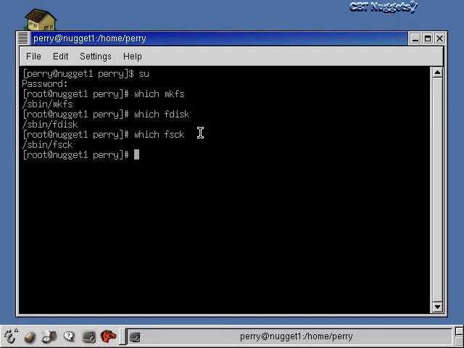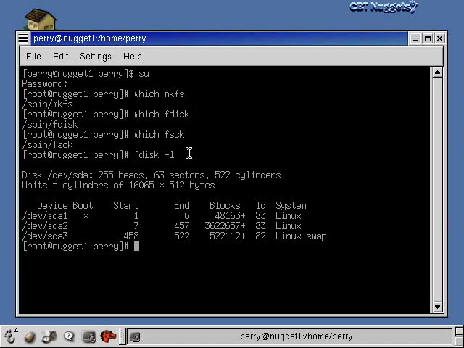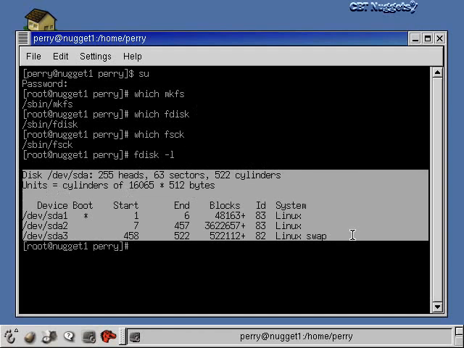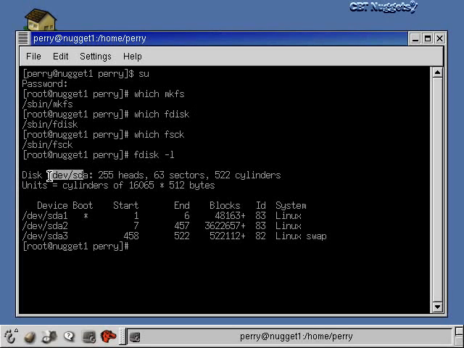So the first thing we're going to do is run the fdisk command with the lowercase l option. And what this does is it lists all the disks on my system and all the partitions on those disks. And you can see from the result here that I only have one disk. Okay, this is all entry for one disk, and the disk is the /dev/sda disk.